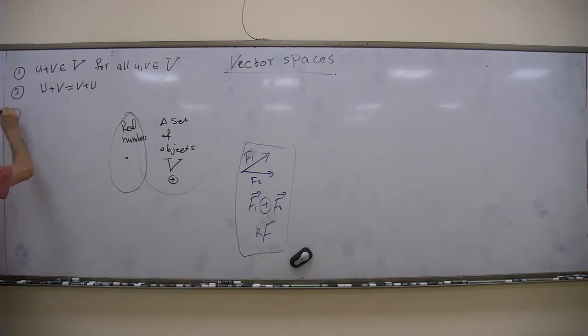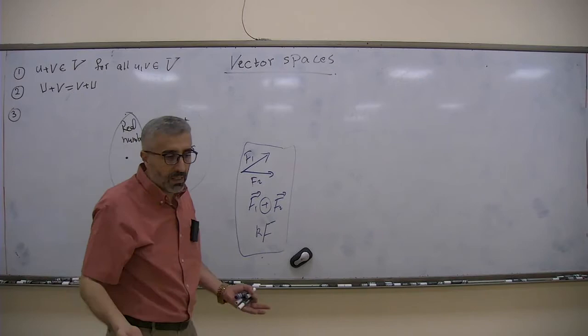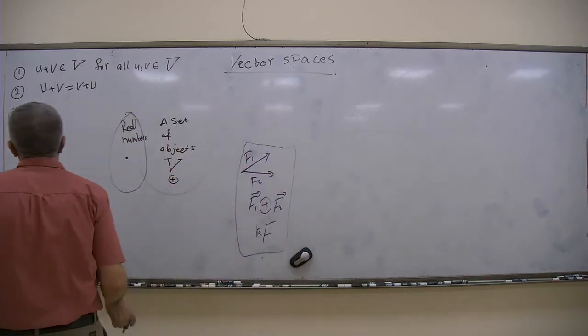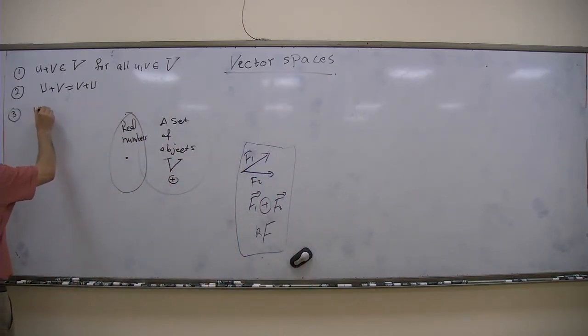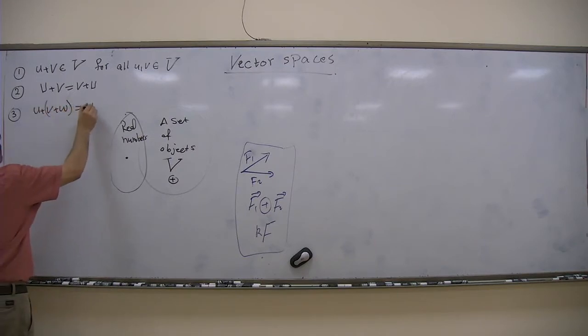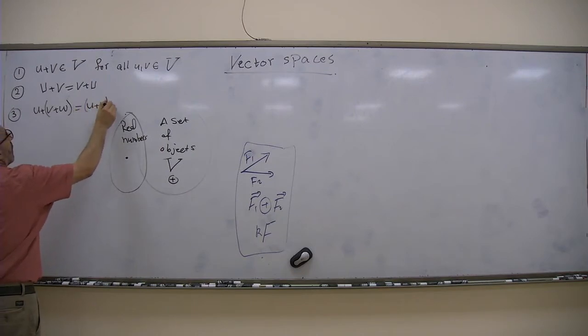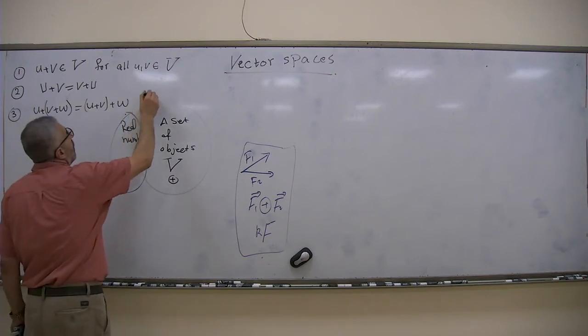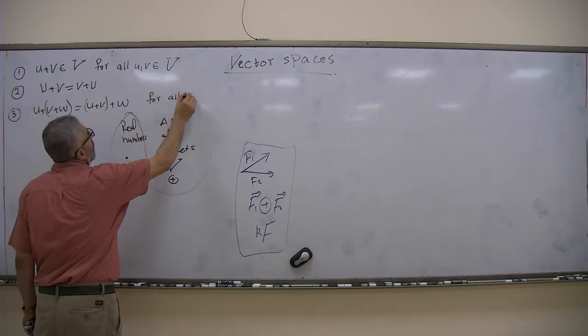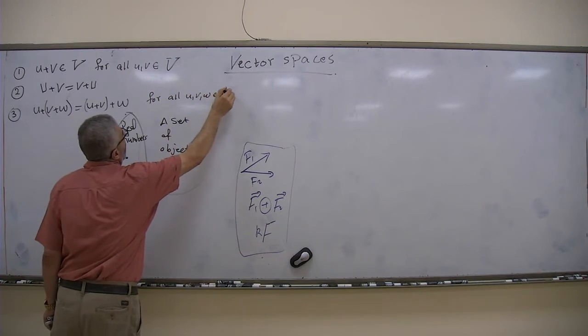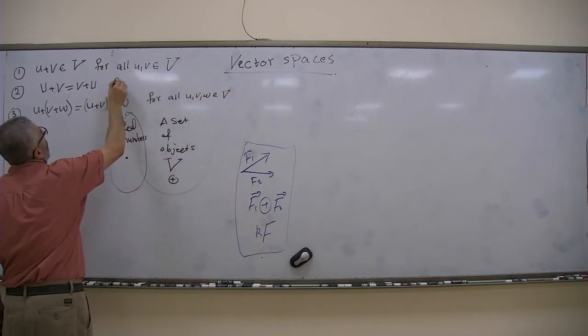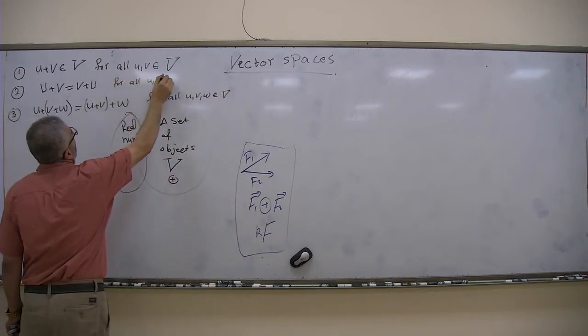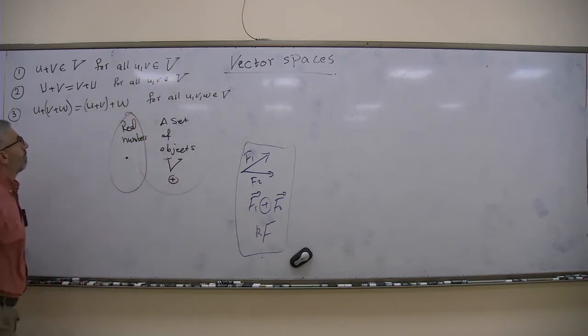3, this is what we call the commutativity. Okay, we want u plus v plus w, whether you do v plus w first or you do u plus v first, we want that to be the same. So here for all u, v, w in V. And maybe here I'll write it again for all u, v in capital V. 2, 3, 4.